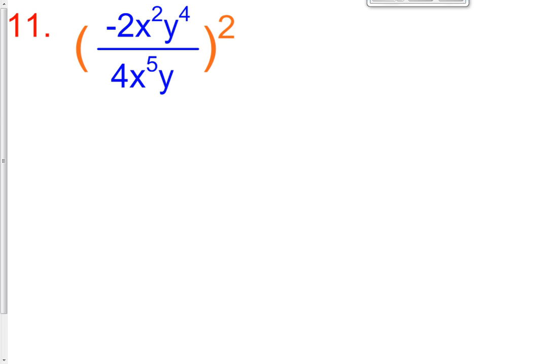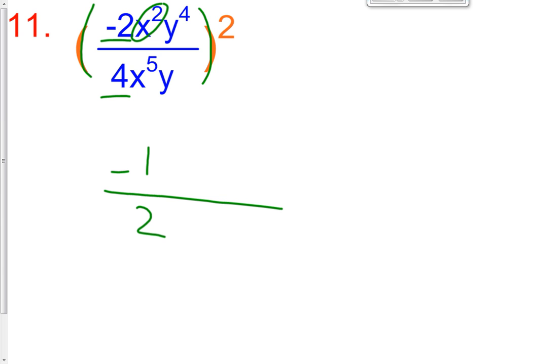Problem number 11, we kind of have a twofold question here. We have a quotient inside these parentheses, and then that's also raised to the power. So we kind of have the quotient property and the power property happening at the same time. I would probably clean up these parentheses here first. I would simplify it. So a negative 2 divided by 4 is the same thing as a negative 1/2. 2/4 is 1/2.